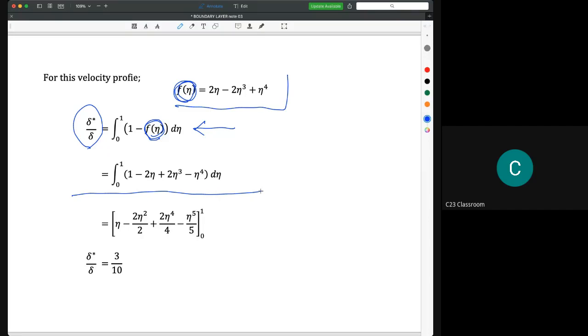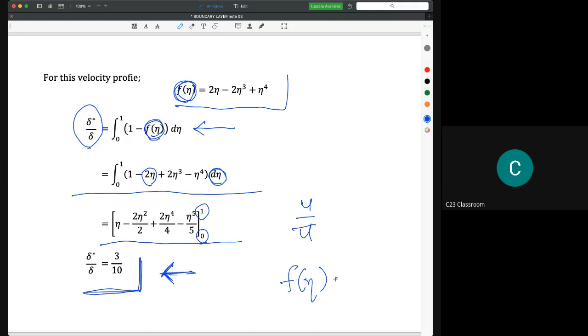Okay, we do the integration. I think you already know, because we have eta here and then we integrate with d eta. So we could get this one and we substitute the limit of 0 to 1. Then we could get delta star over delta equal to 3 over 10. This answer is actually the same whether you are using u over capital U, or you're using the idea of function of eta.